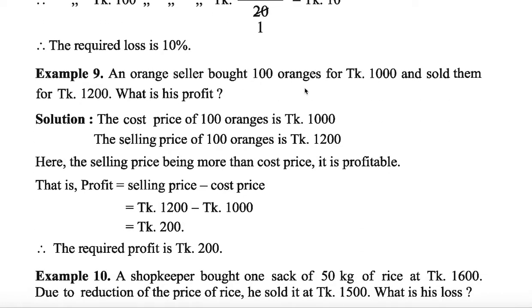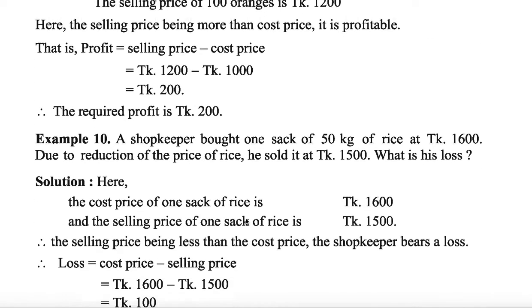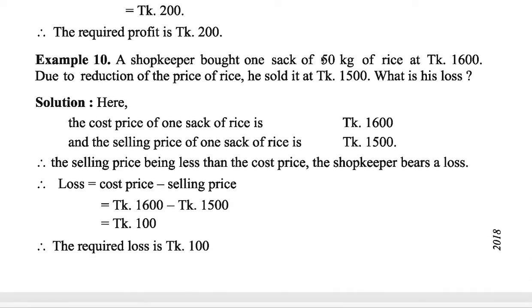Okay, an orange seller bought 100 oranges for 1000 taka and sold them at 1200. What is his profit? 1200 minus 1000, that is 200 taka. Okay, a shopkeeper bought 1 sack of 50 kg rice at 1600. Due to the reduction of the price of rice, he sold it at 1500. What is his loss? 100.